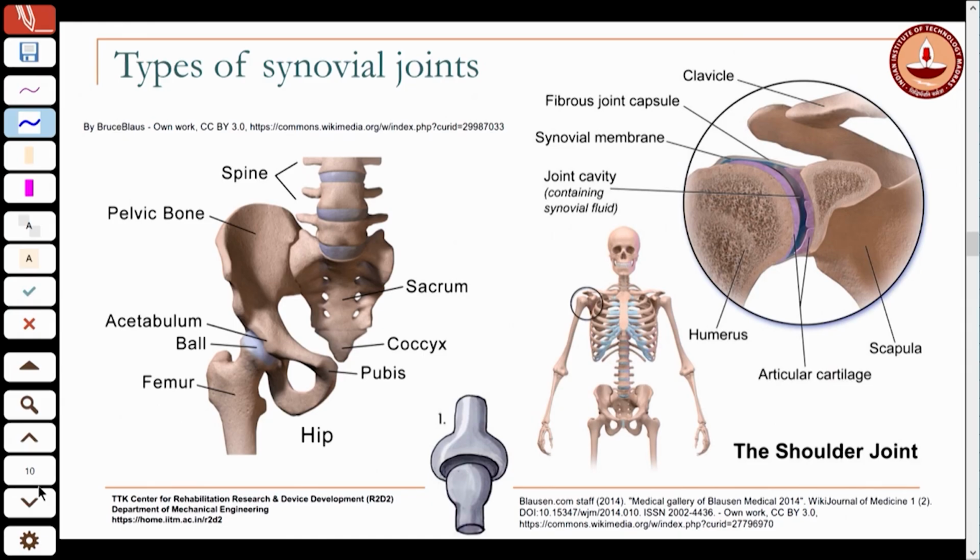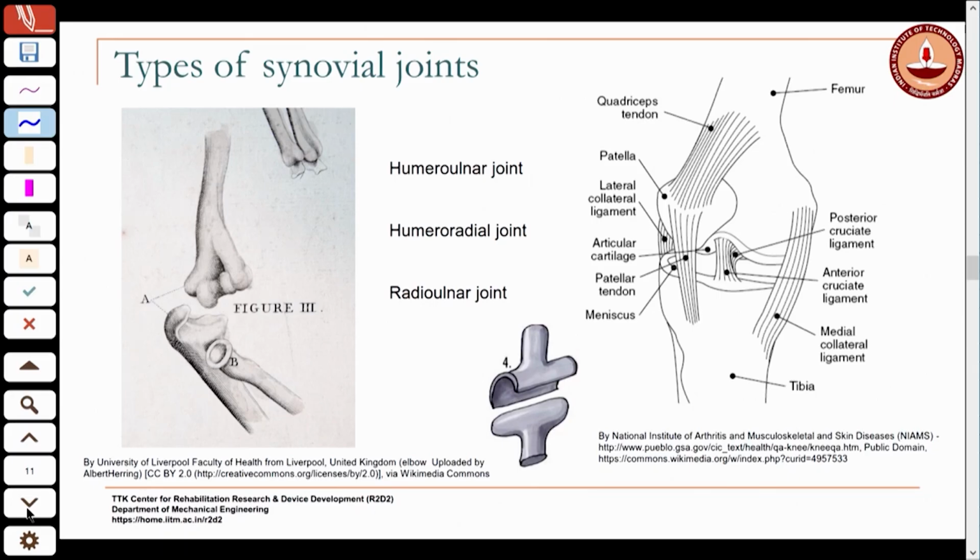So, here you can see you have the membrane, you have the joint cavity and the joints, they are covered by articular cartilage. All these are mechanisms to reduce the friction and make the motion smooth at these joints. This is a good picture of why the elbow is a hinge.